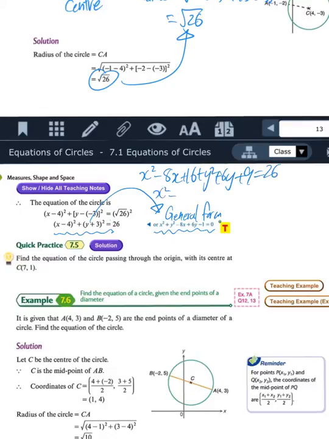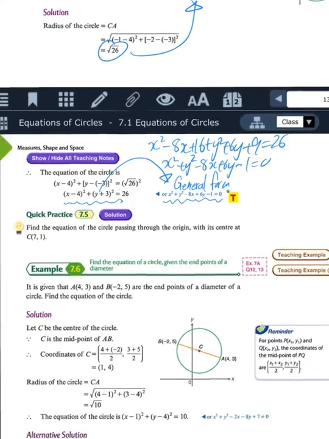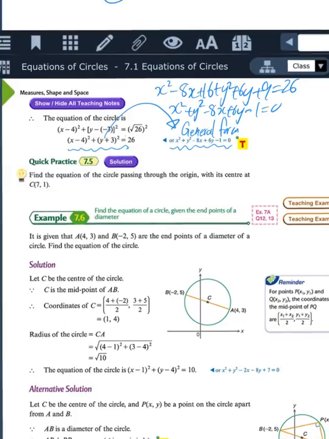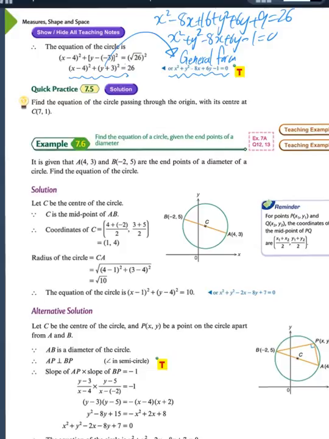the general form. But most likely, students will write down the standard form, because the standard form is easier than the general form. Let's finish the quick practice 7.5. You may pause the video and then finish the quick practice 7.5. So I will check the answer right now.